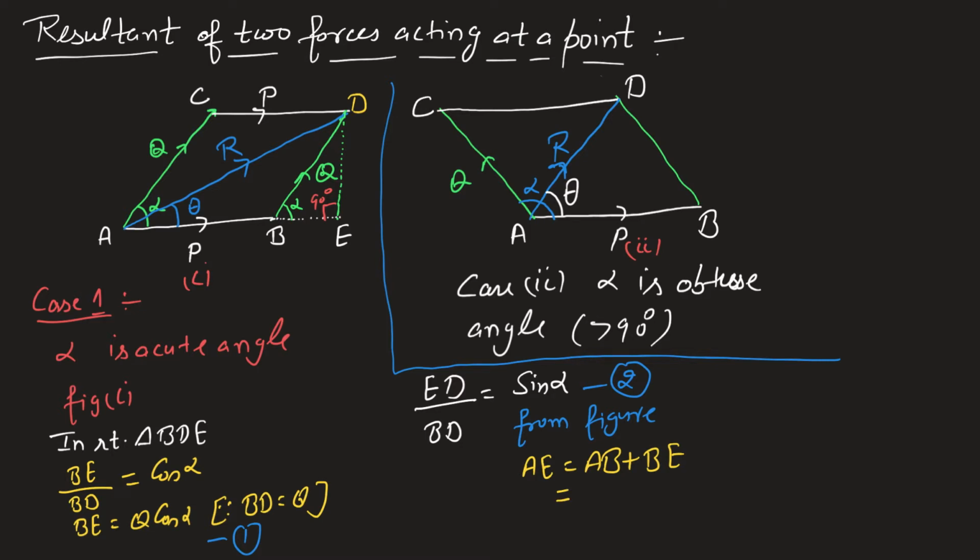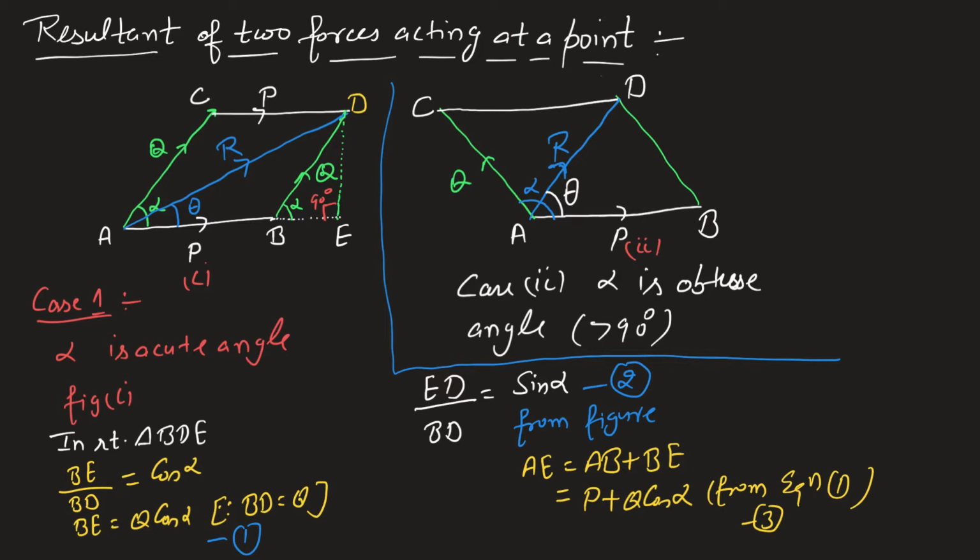AB is force P, and B is Q cos alpha. You may write it as, from equation 1, A is this one, and you may name it as equation number 3. So you will try to find the tan theta from here.